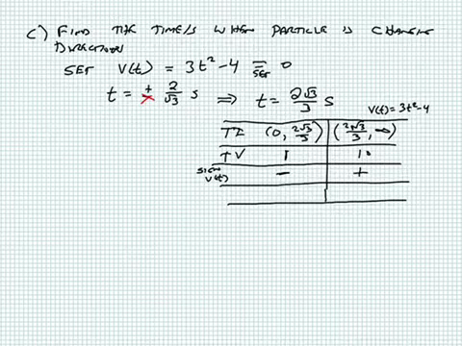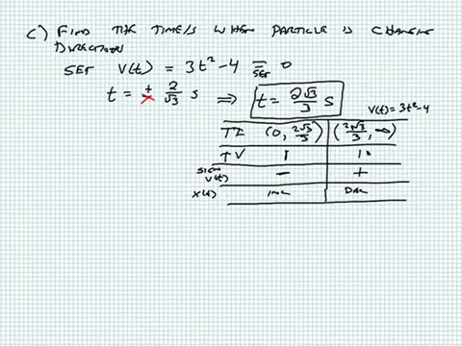So that tells me that x of t is increasing and then decreasing. So the derivative of x of t, which is the velocity, does change signs. So I can say with confidence that at time t equals 2 square root of 3 over 3 seconds, the particle is changing direction.